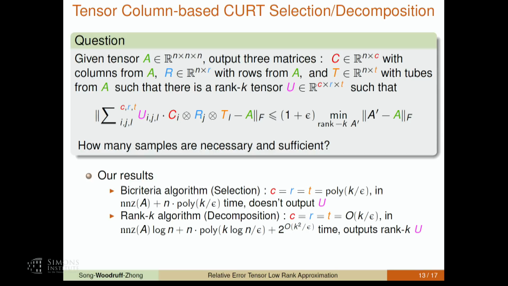But if we can find all this stuff, then we're getting some rank k tensor, which is approximating our input. It's achieving a 1 plus epsilon, a good approximation. And as I said, the best thing we know how to do in that case is to spend some exponential time in k over epsilon, k squared over epsilon. So we do have that additional term here. Yeah, and as I said, there is a hard instance which matches this.